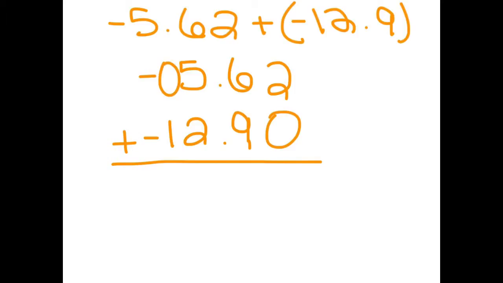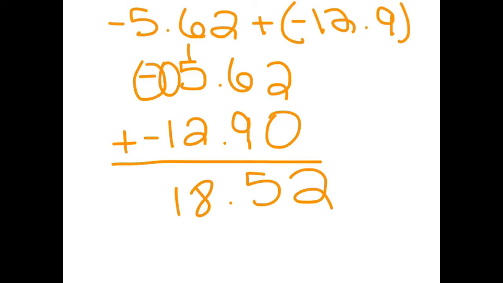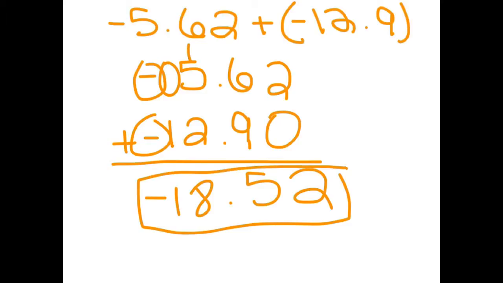Then we add. 2 plus 0 is 2, 6 plus 9 is 15, 1 plus 5 plus 2 is 8, and 0 plus 1 is 1. We add our decimal. And don't forget to take the common sign. That means our answer is negative 18 and 52 hundredths.